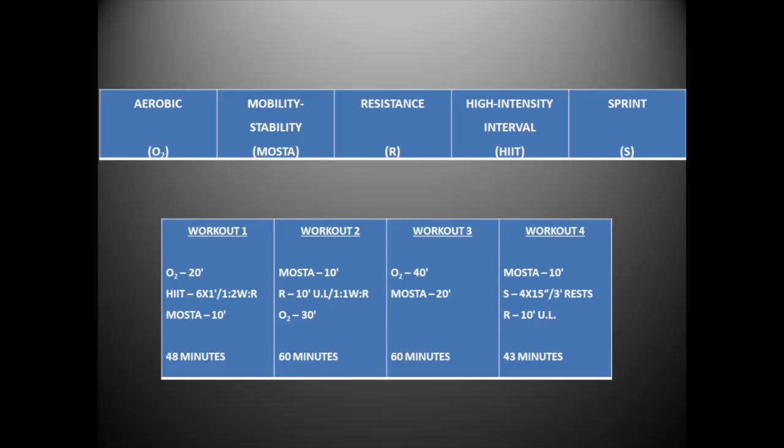Workout 2 begins with MOSTA and then progresses to resistance training with 10 minutes under load and a 1-to-1 work to rest ratio. A serving suggestion could be 3 sets of 10 repetitions of squat, bench press, row, shoulder press, lateral raises, press downs, and curls. This would be representative of traditional or standard weight training, but the options are truly infinite with this type of training. And we'll look at that more closely in a future video.